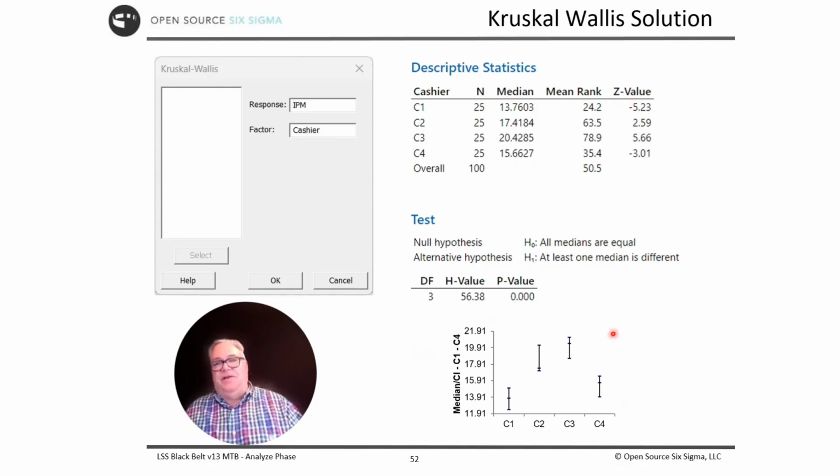Did a little interval plot down here that shows again cashier 3 out on top. So we did have statistically significant differences in the items per minute, and it looks like cashier number 3 is our winner.